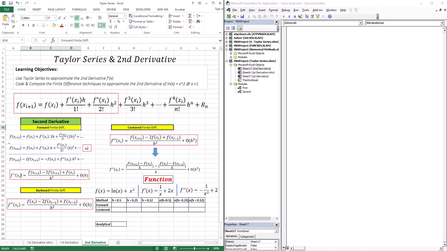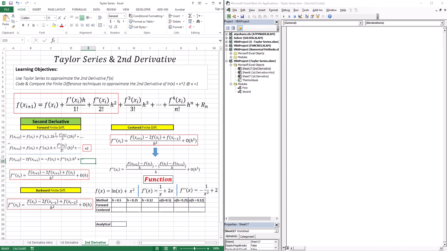If I rewrite this expression, I get the second derivative only defined in terms of the function, because that is the idea here. If I know only the function, can I still get approximations for my derivatives, first derivative, and in this case, the second derivative? So now I have a forward finite difference approximation for the second derivative.